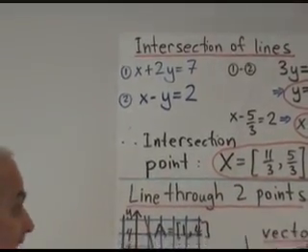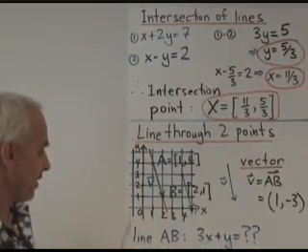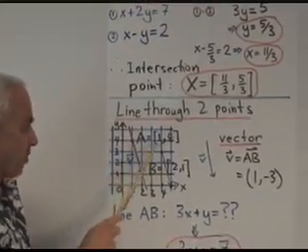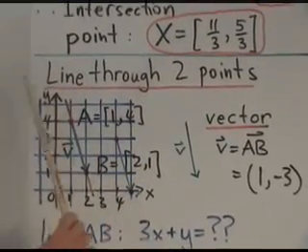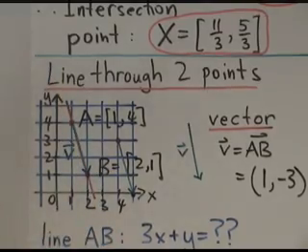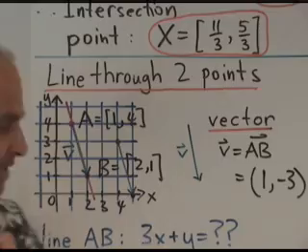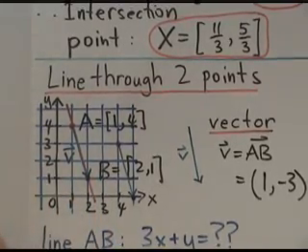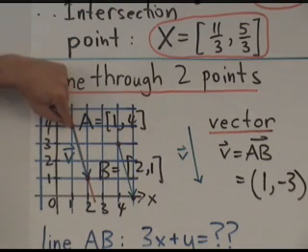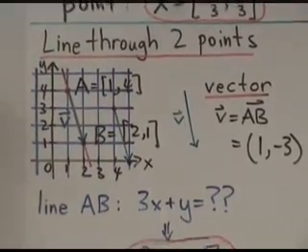Another important problem is to find the equation of a line through 2 points. So here's point A, coordinates (1, 4), and here's point B, coordinates (2, 1). We would like to find the equation of the line that goes through them. To do this, we introduce another important idea, the idea of a vector or a directed line segment. We look at the line segment from A to B that has direction. It starts there and ends there. We call that a vector.